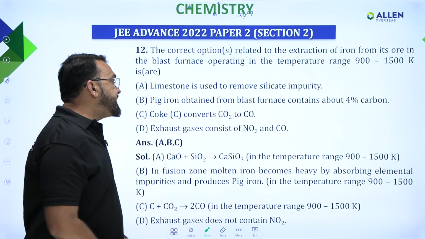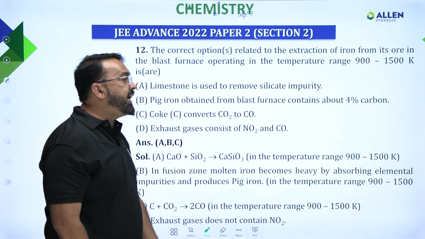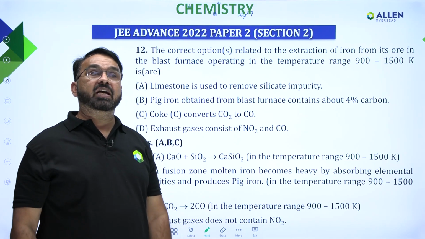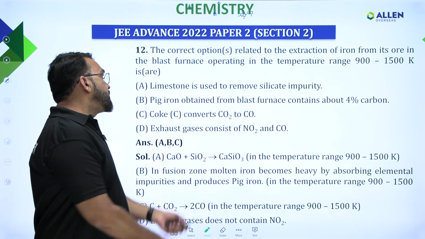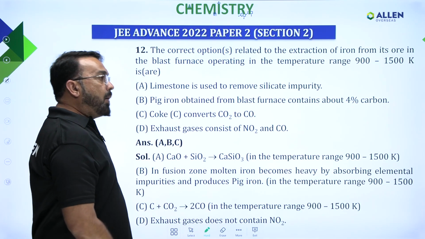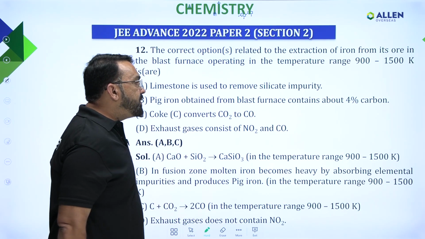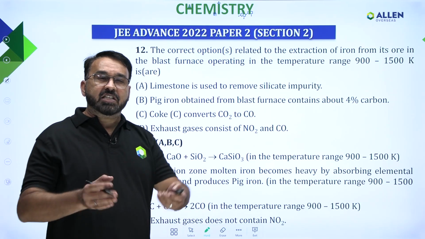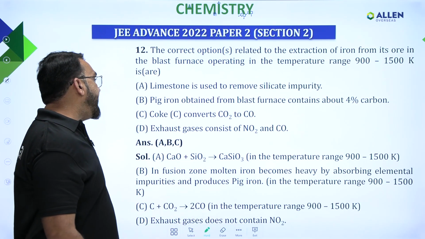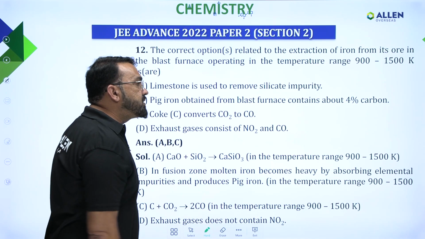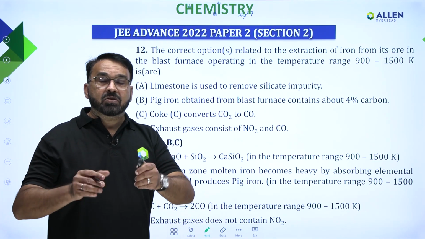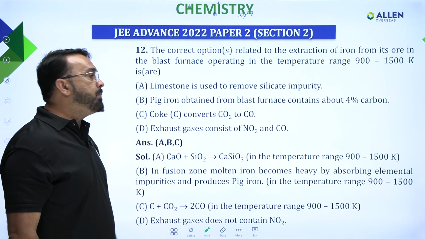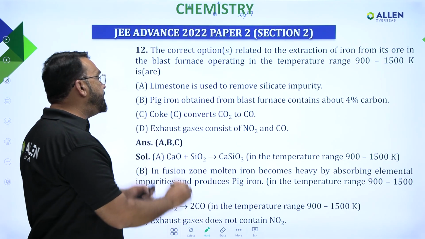Option A says that limestone is used to remove silicate impurity. We know that limestone is used to remove the silicate impurity. So option A is correct. Option B says that pig iron obtained from the blast furnace contains about 4% carbon, which is also a true statement. Knowledge based question, students, right? And then coke or carbon converts carbon dioxide to carbon monoxide. Yes, that is also true. We have seen in the reactions inside the blast furnace at that particular temperature range. So we can say that options A, B, C are correct.